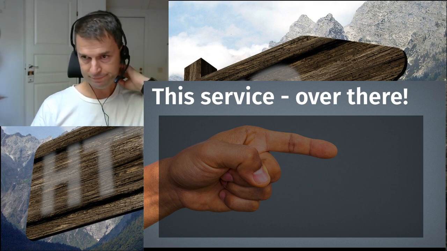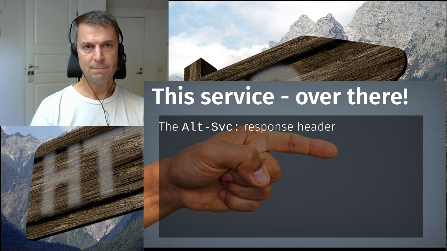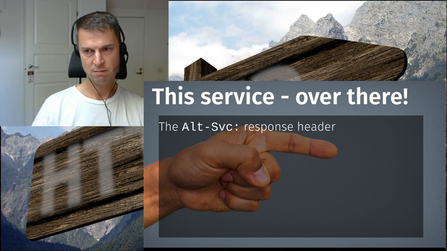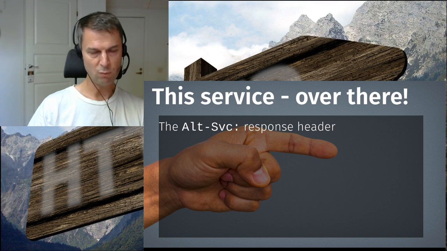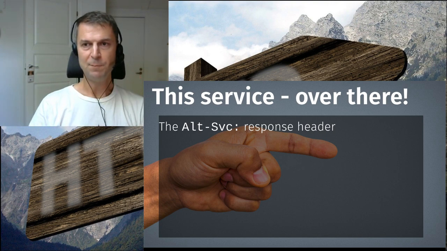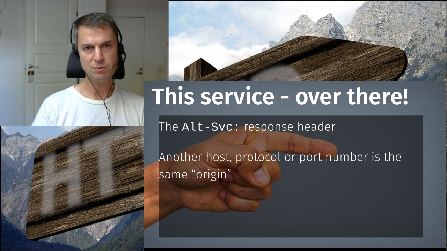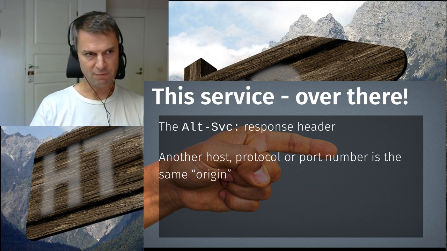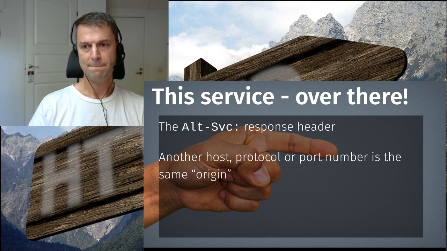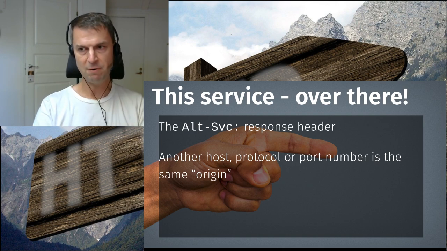There's an Alt-Svc response header. So basically you have to connect to the HTTPS site over TCP and TLS, so it's HTTP/1 or 2, and it responds with an Alt-Svc header: hello, I'm over there. My origin is also available on this host, this port number, using this protocol. The Alt-Svc header wasn't designed for HTTP/3, it was actually defined in the HTTP/2 time frame. So it's more of a generic way to say that this site is also available in another place for a period of time.